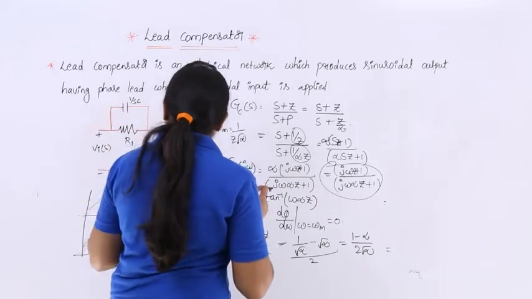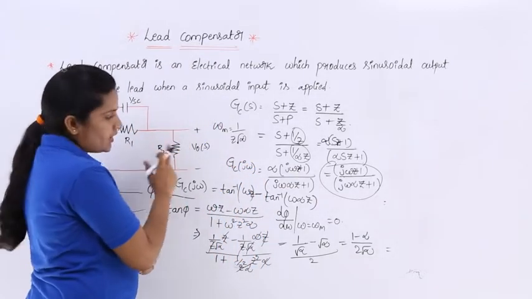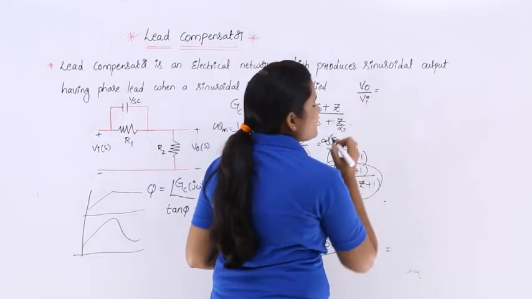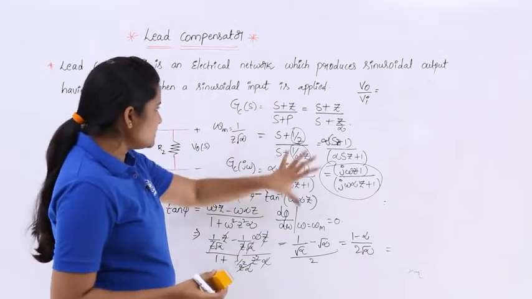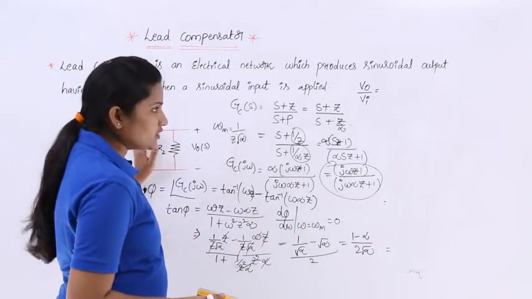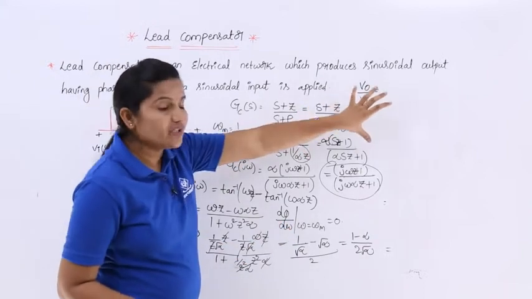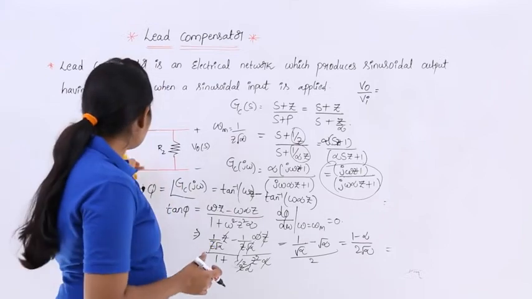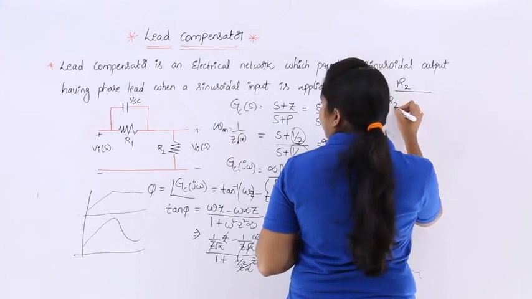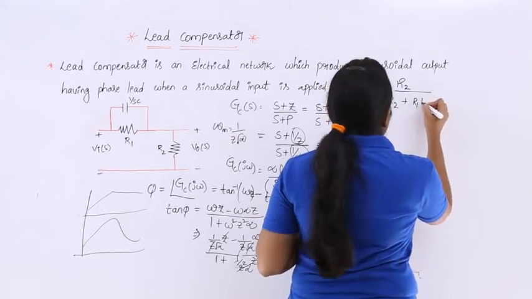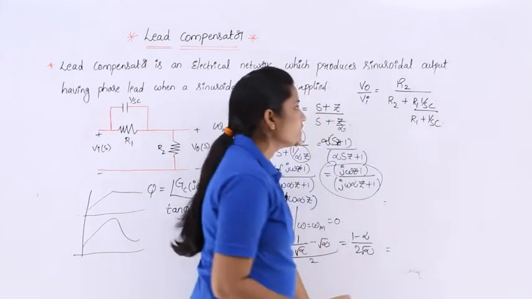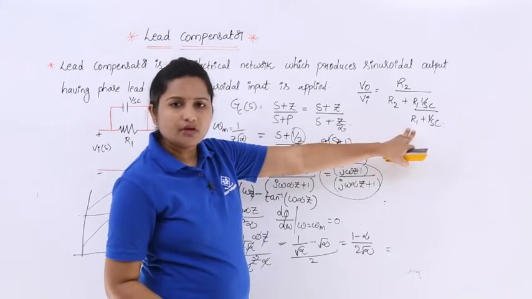These two are in parallel. I am writing the total gain V0 by Vi, which is the transfer function. This is our assumption, this is the standard transfer function, and this is the network. I am comparing this S domain transfer function with our electrical network transfer function V naught by Vi. V naught by Vi is equivalent to R2 by R2 plus R1 parallel with 1 by SC, that is R1 plus 1 by SC. So this is your transfer function.